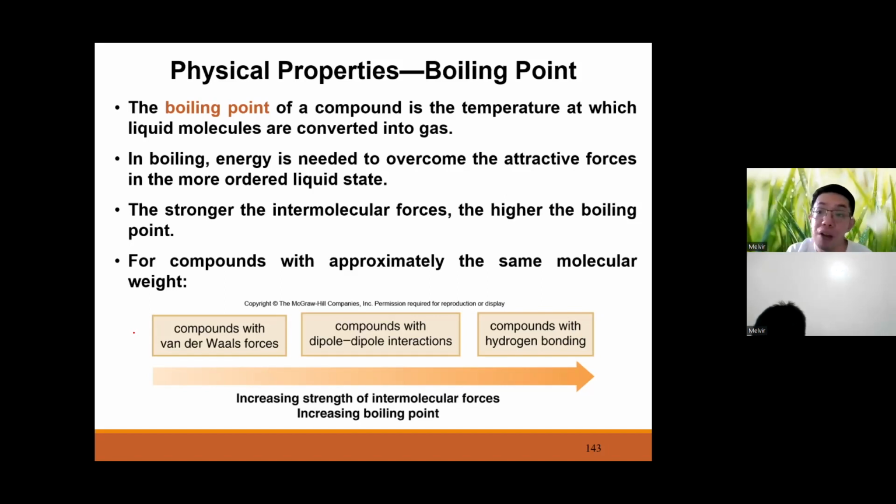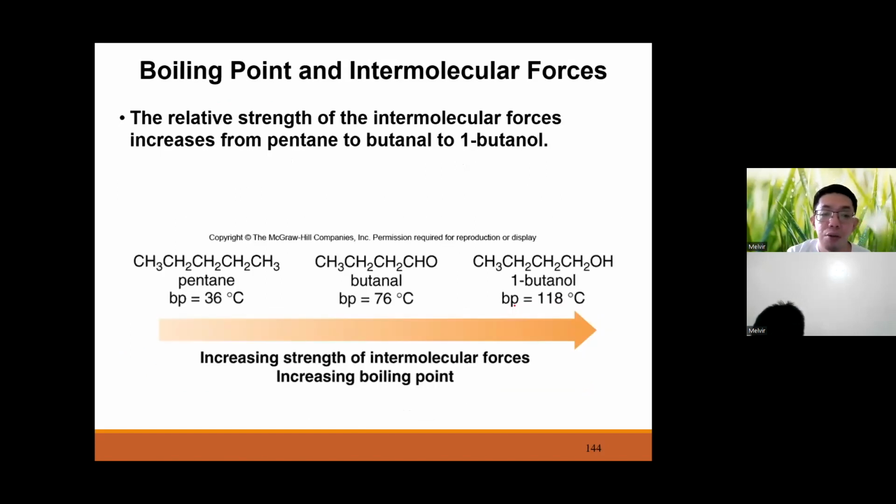So, there's another factor you need to consider for that. So, when we have the same molecular weight, the lowest boiling point belongs to organic compounds with only VDW. Then, the mid-range will be the dipole-dipole, and compounds with hydrogen bonding will be the strongest one, no? So, this is the example we gave last time, no?